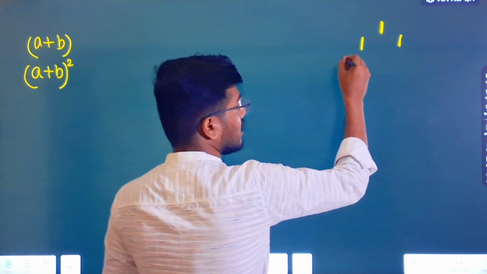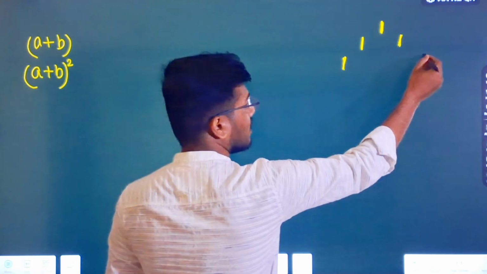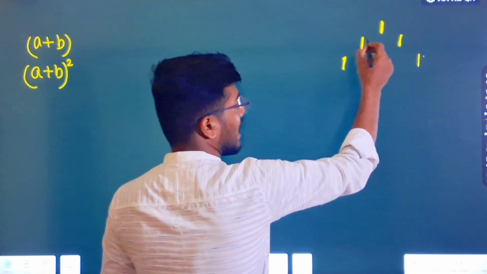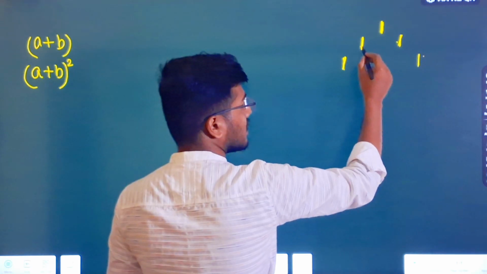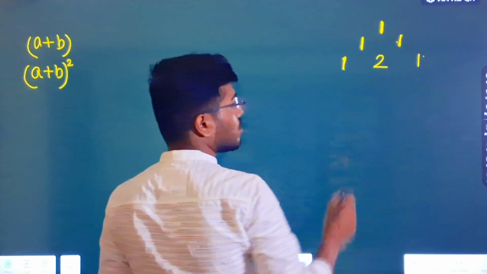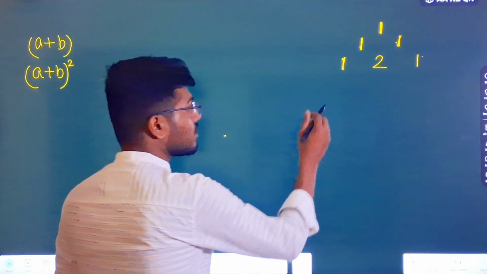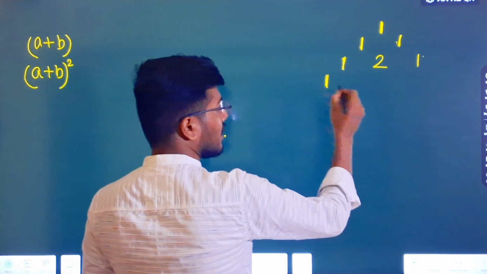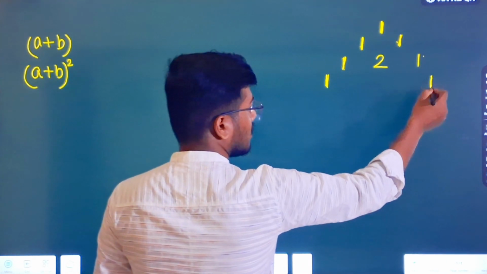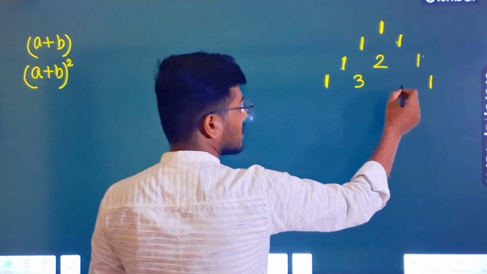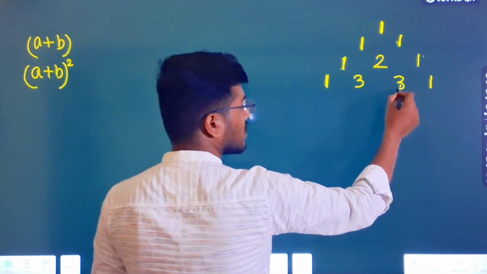Now we start from 1, and what is the middle number? How do you find the middle number? If we add the previous two 1s, 1 plus 1 is 2. What is the next row? The next row also starts with 1 and ends with 1. The second number is 1 plus 2, it is 3. The third number is 2 plus 1, it is also 3.